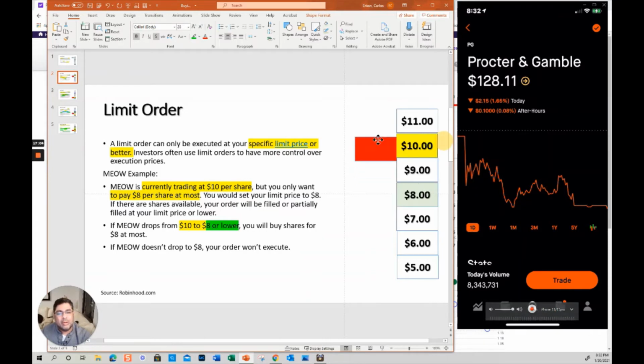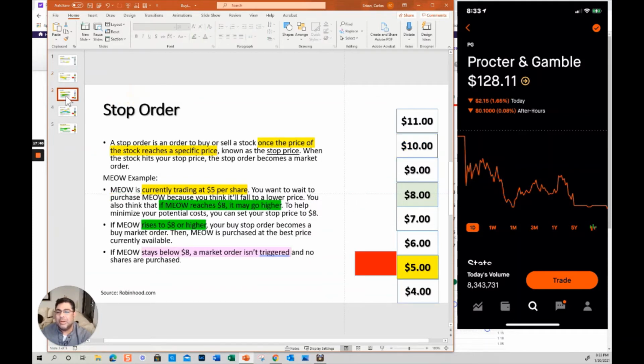So basically, let's indicate this as if this was the stock price. If it moves higher, it won't execute. If it moves down, it won't execute. If it reaches 8 or better, meaning more favorable because you're buying, then it will execute. Okay, so you're basically putting a limit. The limit is I don't want to buy unless it goes to 8 or better. Okay, I hope this is simple enough.